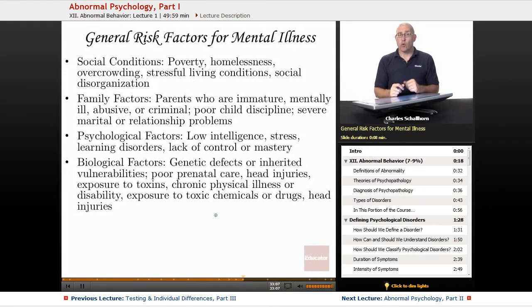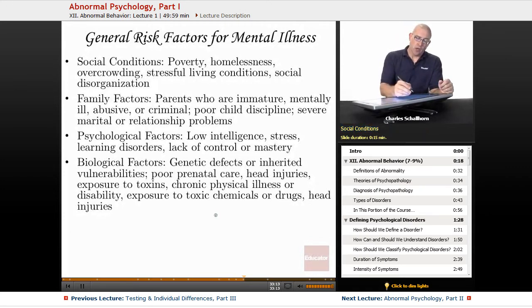Risk factors for mental illness. What things make us more likely to succumb to mental illness? Well, one is going to be social conditions, including poverty, homelessness, living in an overcrowded circumstance, stressful living situations, and social disorganization. So those are going to be social factors. Then there are going to be family factors. Parents who are immature. This is one of the reasons why it's not good for teenagers to be having children, because they themselves haven't figured themselves out yet. And so it's difficult to properly care for children when you are that young, when you haven't figured life out yourself.